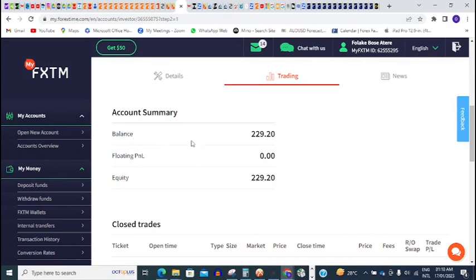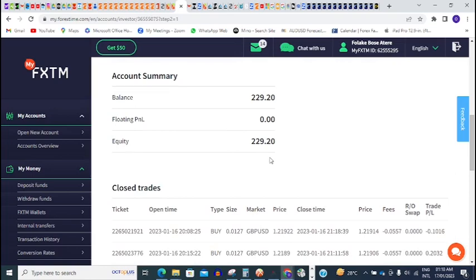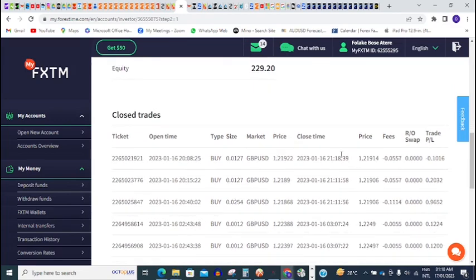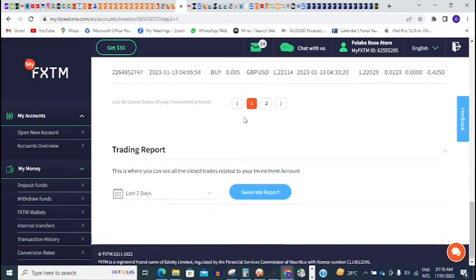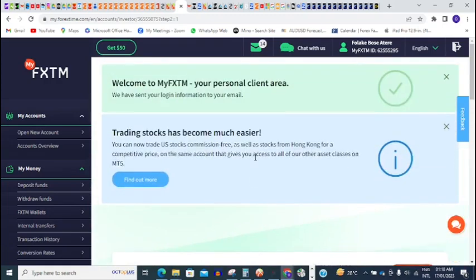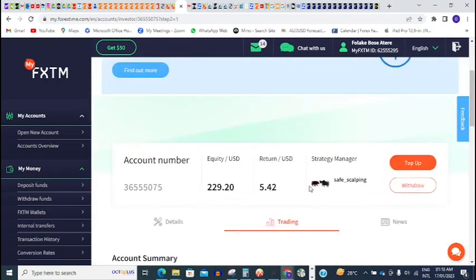See, for instance, my balance is now $229. Floating profit and loss, there is nothing floating. So it doesn't have any open trade. I like traders like that, they are not too aggressive. It's not every time you see that they are trading minus, minus, minus, not managing to come out of the loss. See the trade history. These are the trades that he has entered for me on this strategy. So that's the guy that I'm copying anyway.